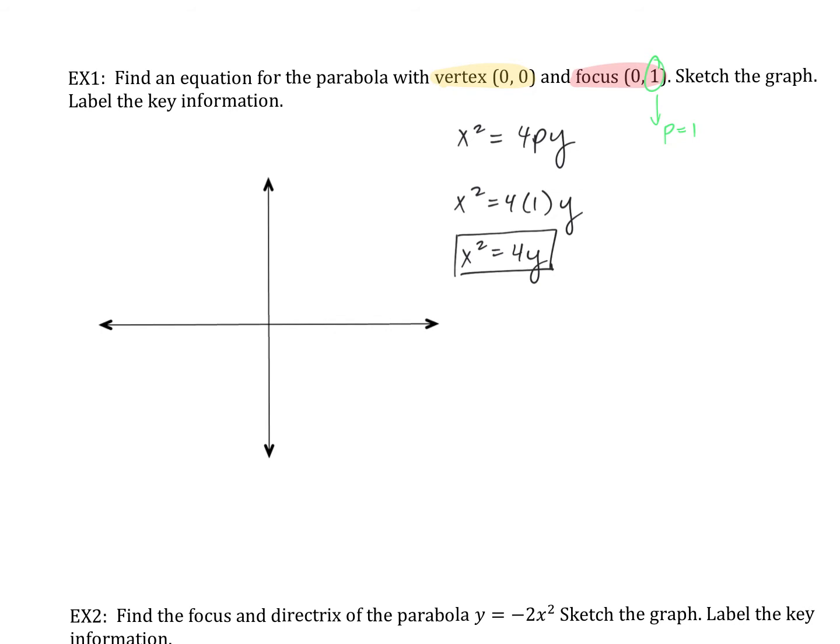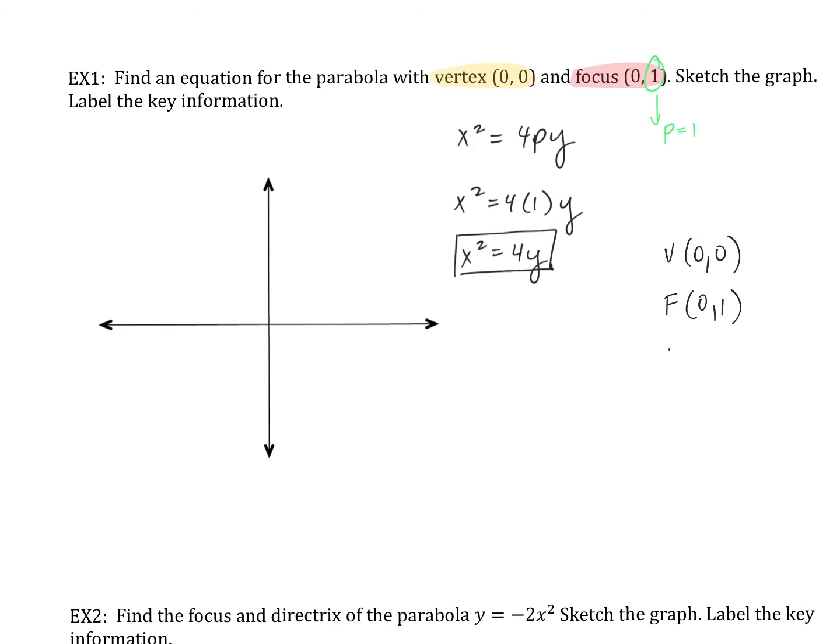We need the key information, and the key information is the vertex, which we know. Let me go ahead and write that down. So vertex, actually we can just do V. (0, 0) is the vertex. The focus F is (0, 1), and now we need the directrix.